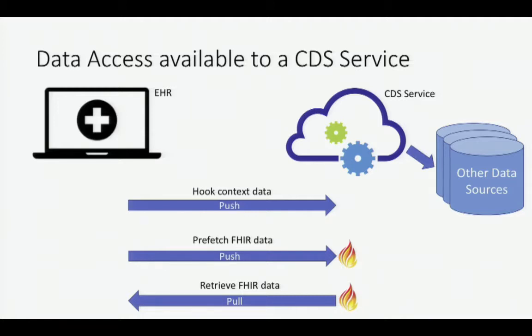And then the final mechanism is the CDS service could just retrieve FHIR data. So when a CDS service is invoked, it's given access to the FHIR server, and it can call back in during its rule evaluation and just pull data directly from the FHIR server according to its authorization.